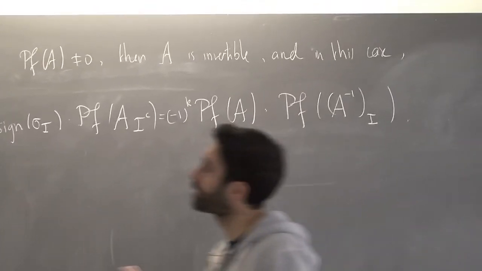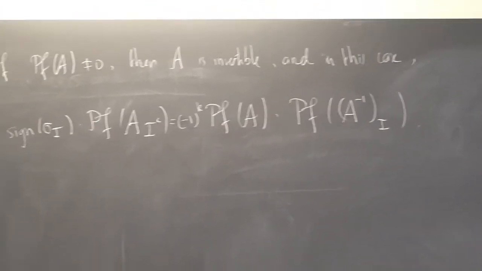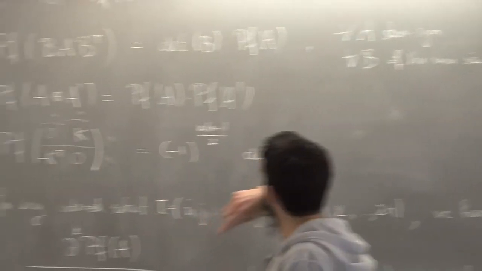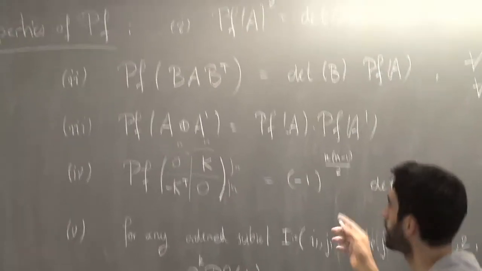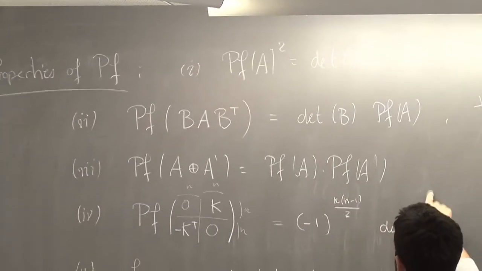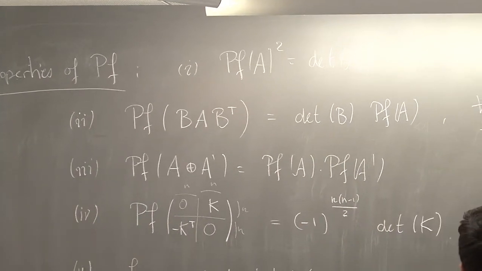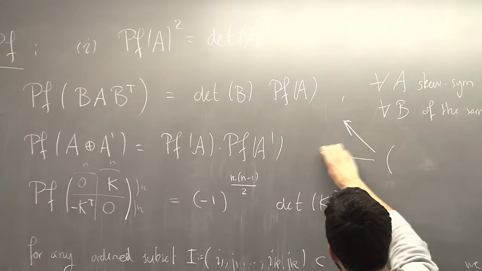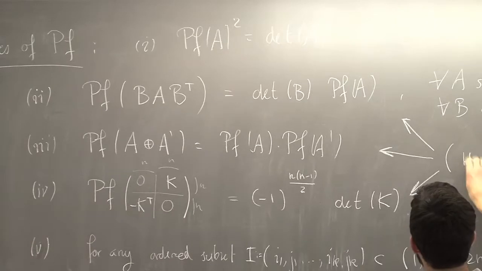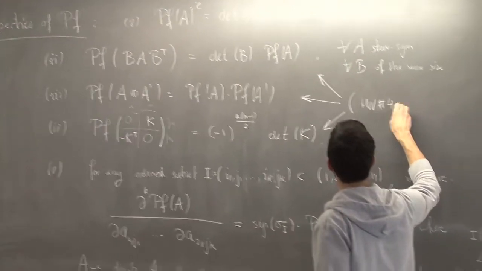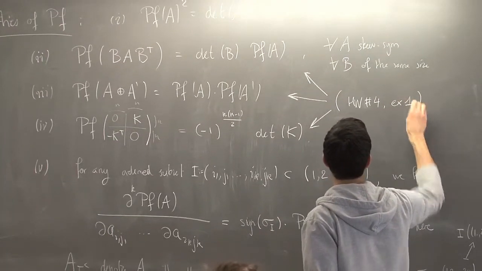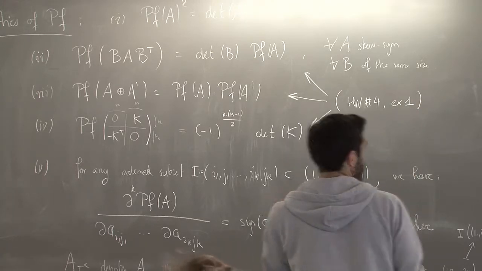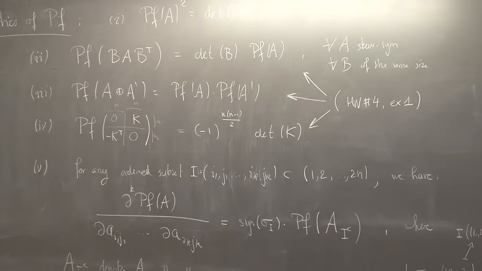Okay, so let me comment on these properties. First of all, property 1 is not very difficult. Well, I'm not going to prove it, as I said. Properties 2, 3, and 4 are in homework, this week's homework, exercise 1. Properties 5 and 6 we're not going to prove.